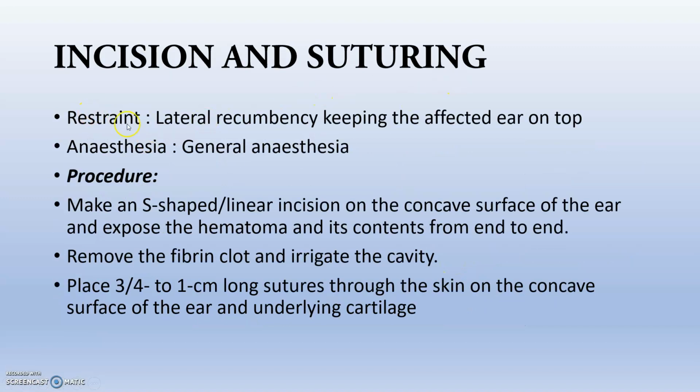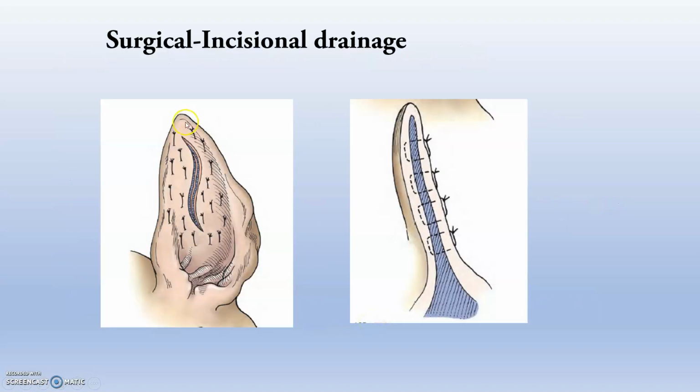First of all, we have to restrain the animal in lateral recumbency, keeping the affected ear on top. The animal should be under general anesthesia. The procedure is to make an S-shaped linear incision on the concave surface of the ear and expose the hematoma and its content from end to end. Remove the fibrin clots and irrigate the cavity. Place 3 to 4 sutures, 1 centimeter long, through the skin on the concave surface of the ear and underlying cartilage. This is the small S-shaped incision.